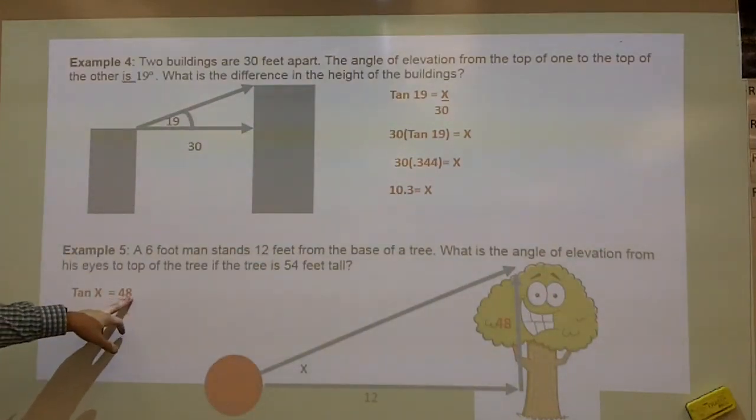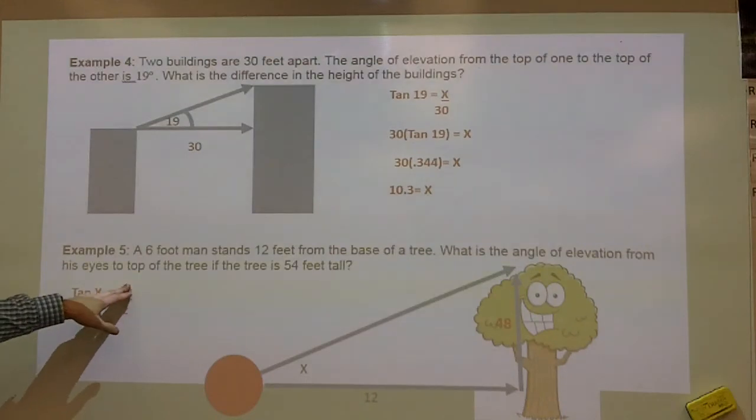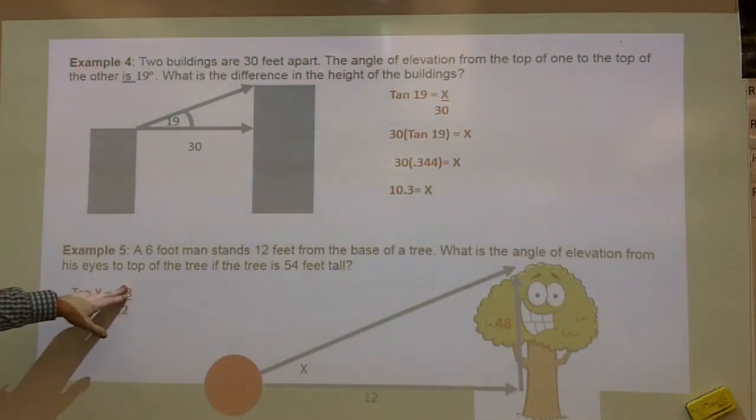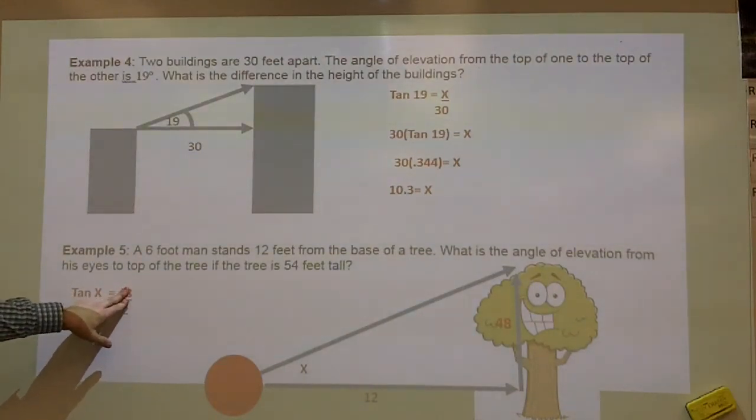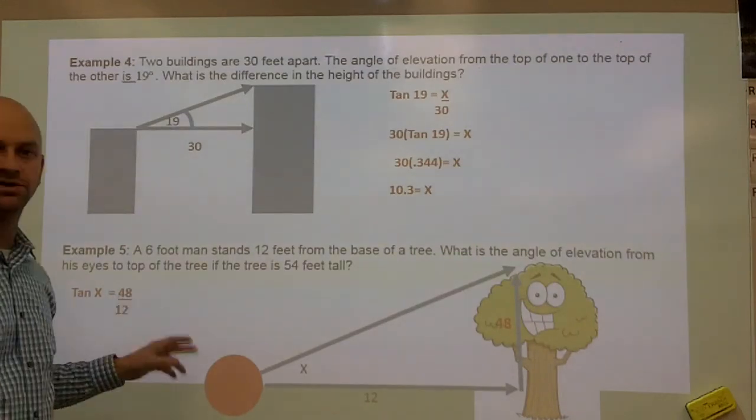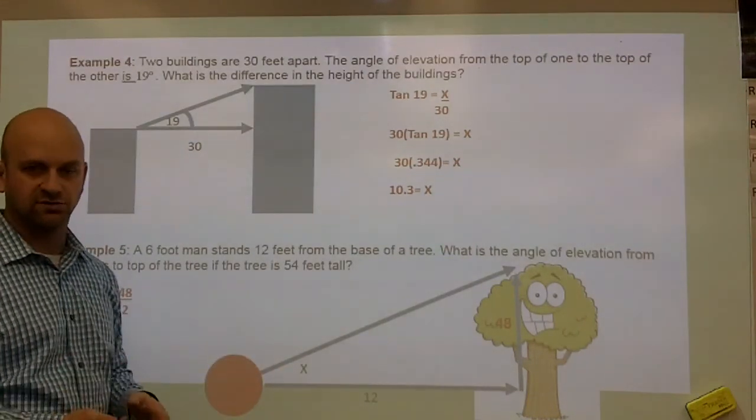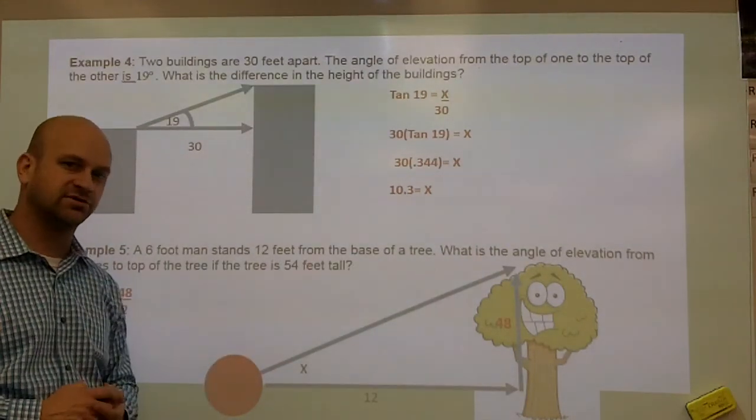So tangent of x is equal to 54 divided by 12, and then you would take tangent inverse of 54 over 12, and that would give you your angle of elevation.